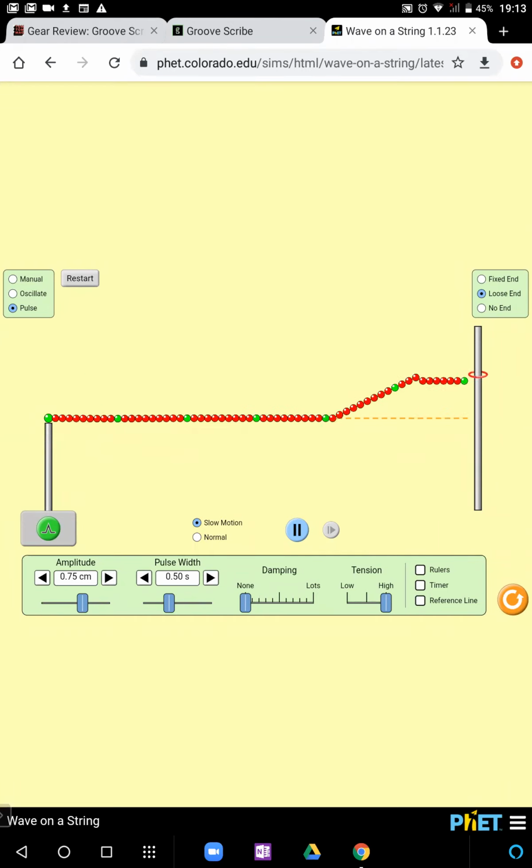Let's slow that down. See, no inversion when it gets reflected from the free end. There is an inversion when it gets reflected from the fixed end. Again, no inversion from the free end. Again, an inversion from the fixed end. So this is basically similar to the homework question I gave you. Free end, no inversion. Let's speed that up. Free end, no inversion. Fixed end, inversion.